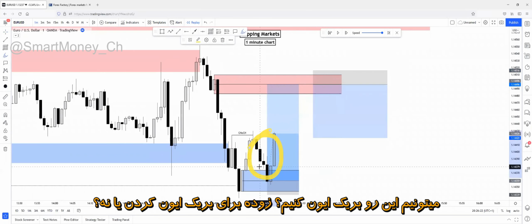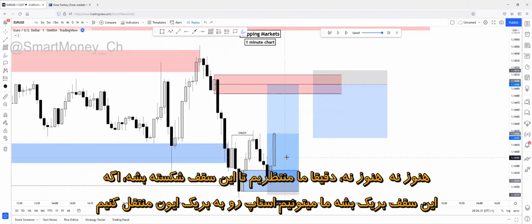So should we set a break even in this price action? Is it too early, or can we just safely set it to break even? Not yet, not yet, exactly. We are waiting for the break of this high. If this high break happens, we'll be setting our stop loss to break even.